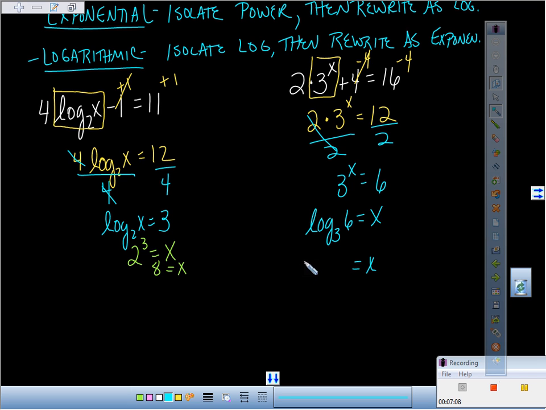Come on, guys. 1.63. 3 decimal places. Okay. So Kane asked a really good question. Do I have to do the change of base formula right here?